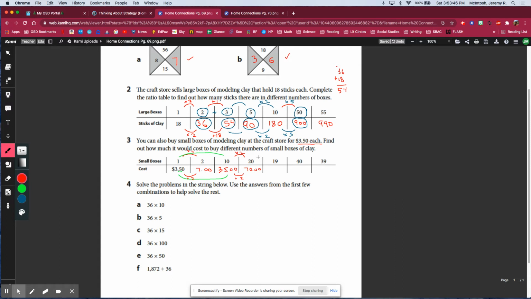Okay, so now I'm subtracting 1 box, going from 20 to 19. So I'm not going to subtract 1 from 70. I'm going to subtract the cost of 1, which is $3.50, right? So if I'm subtracting 1 here, I have to subtract the same thing down here, which the ratio is $3.50. So I'm subtracting $70 minus $3.50. All right, 0 minus 0, 0. Let's see here.